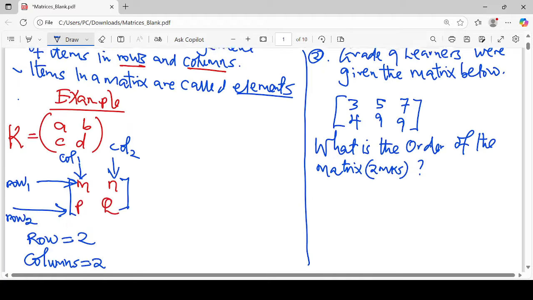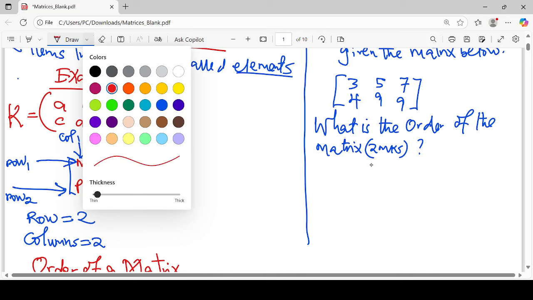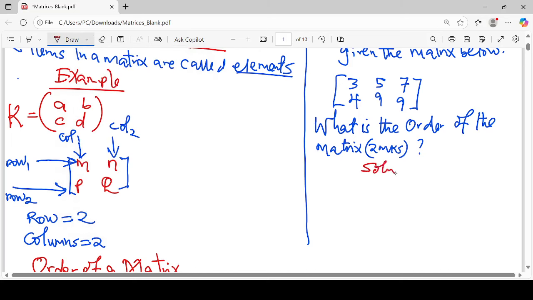A very, very bright learner will handle it this way. Under your solution, this is what you need to know. When you're giving the order of the matrix, always start with the number of rows. How many rows are here? We have only 2 rows. So that will be 2 times how many columns? We have 3 columns. So 2 by 3 will be your answer. Don't say that the answer should be 6. You just put 2 times 3. We read it as 2 by 3. So the order of this matrix is a 2 by 3 matrix.